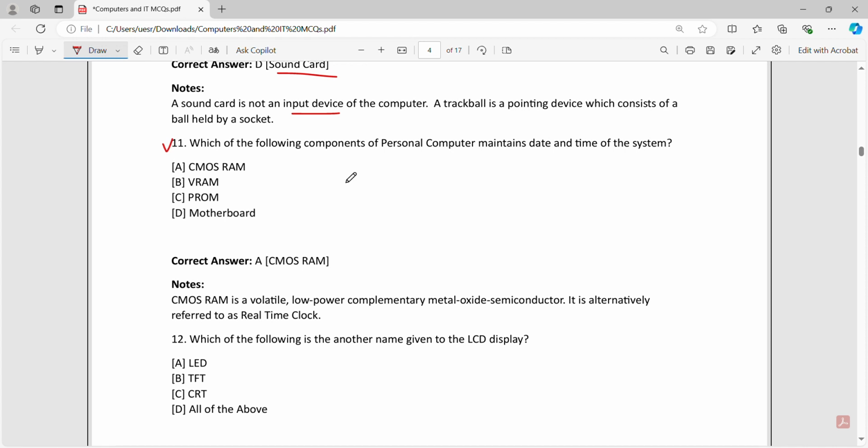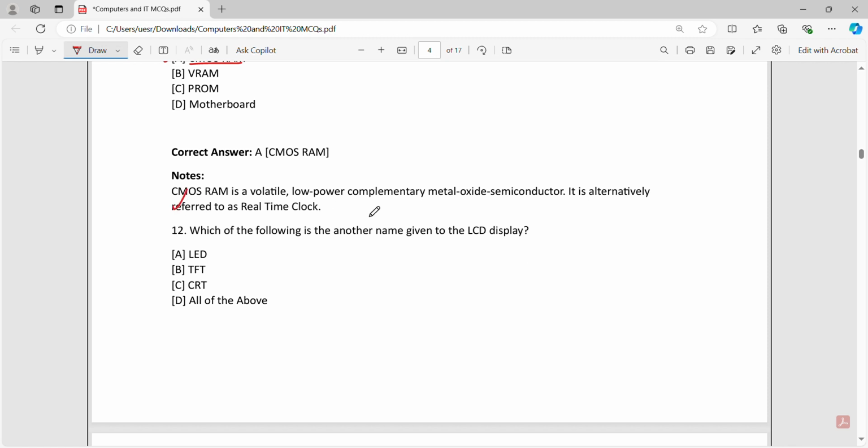11th question. Which of the following components of a PC, personal computer, maintains the date and time of the system? So the answer is A, CMOS RAM. CMOS RAM is volatile, low power, complementary metal oxide semiconductor. It is alternatively referred to as the real time clock.